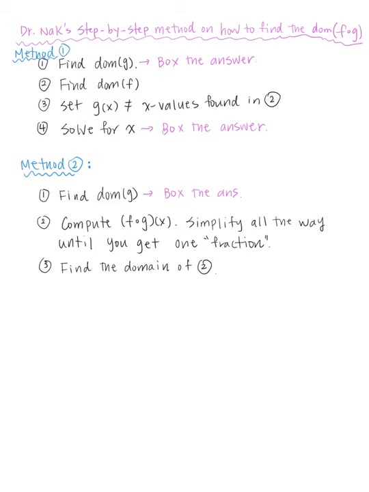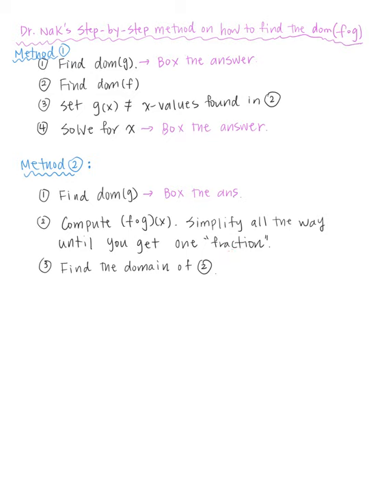And let's just go over method 2. Step 1 will be this: find the domain of g, the same step as in method 1. Now box that answer because that's going to be part of your final answer. Step 2, compute f of g of x. Simplify all the way until you get one fraction. Now step 3, just directly find the domain of the fractional expression that you get from step 2.